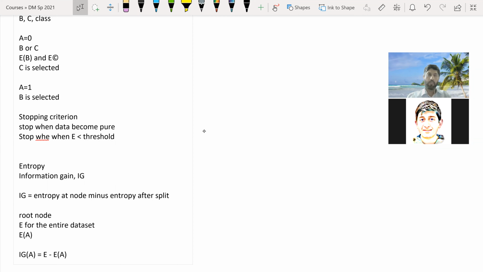ठीक है? So for any decision, E would remain constant because वो तो change नहीं होगा. Let's say IG मैंने A निकाला तो E minus EA है. IG मैंने B निकाला फिर वही E आएगा minus EB. IG C निकाला फिर वही E आएगा minus EC. So this is identical to entropy. You will get the same decision.